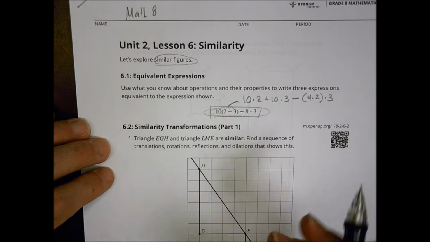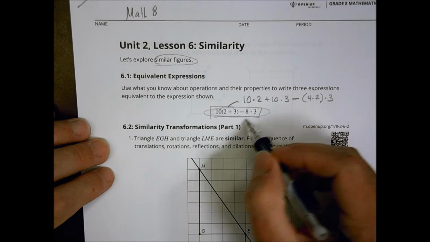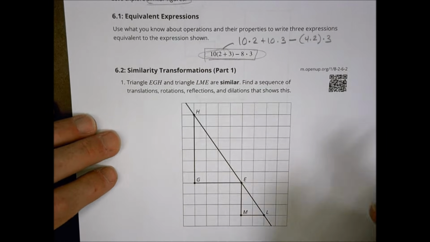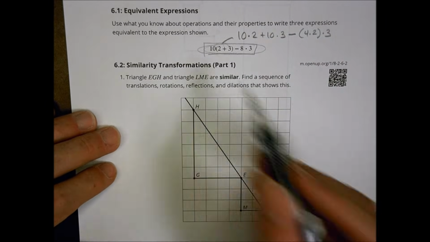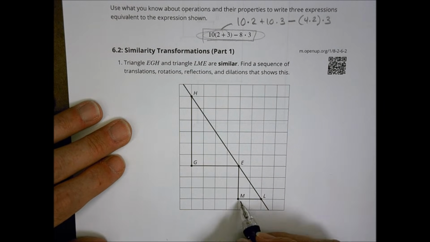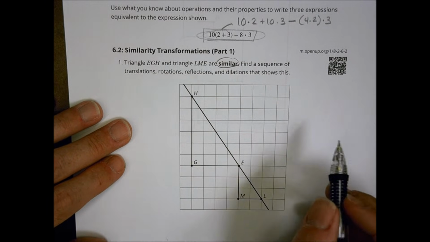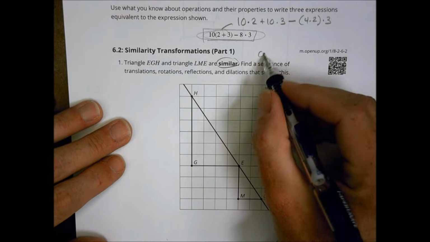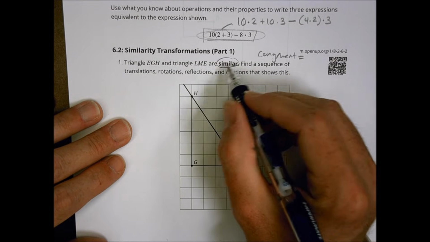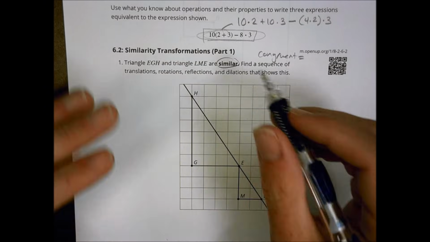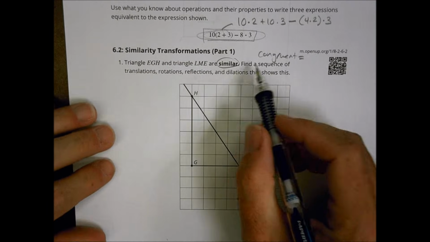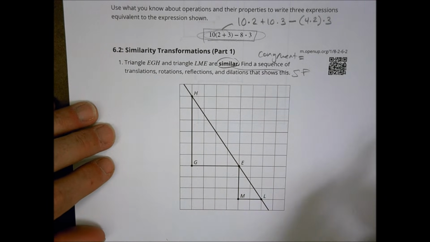But today's lesson, the idea here is that these are similar things. They're a little different in how they're spread out, but you end up at the same place. So here we're looking at similarity transformations. This is part one. It says that triangle EGH and triangle LME are similar. Not congruent. Remember, congruent is something different. Congruent means that they are pretty much equal. Similar means they're pretty close. There's a pattern for how they're connected, but there may be a different scale size. That scale factor comes into play when we're looking at something similar.